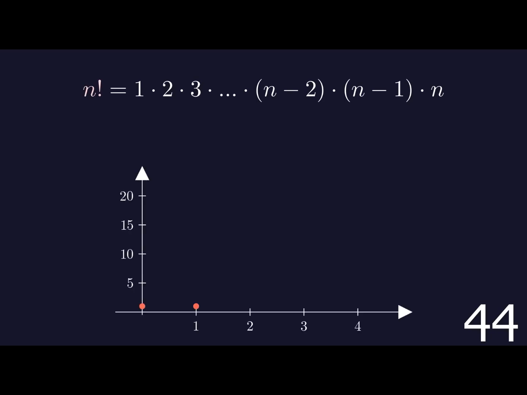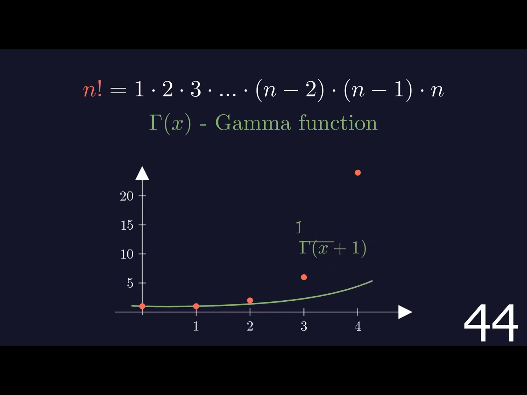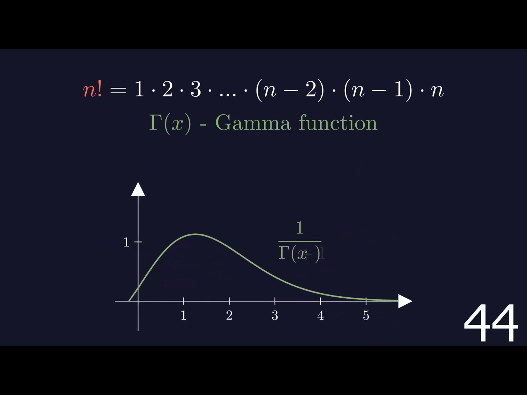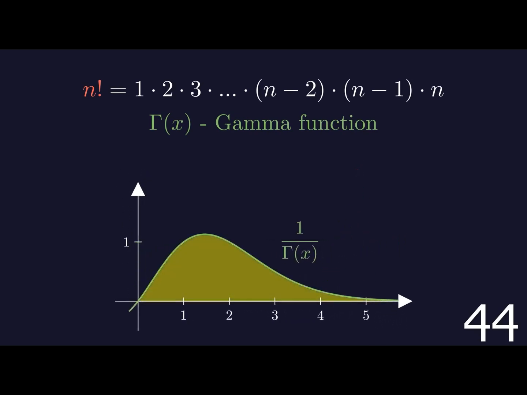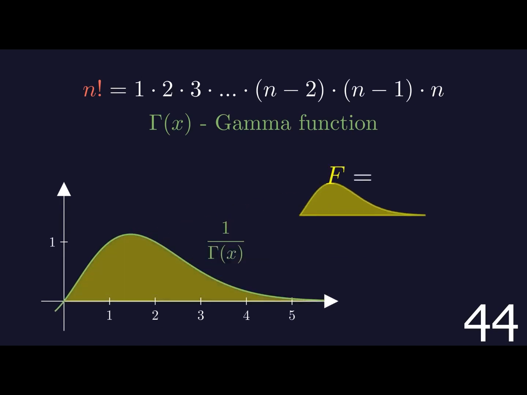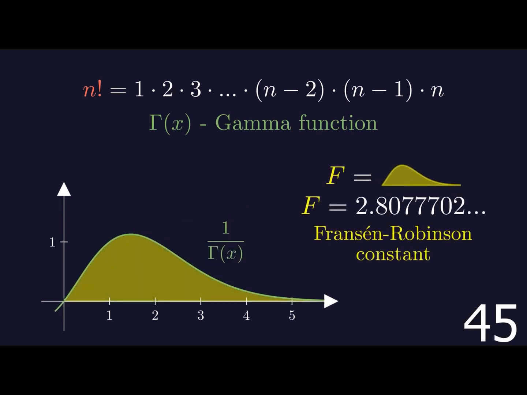The factorial of a number is defined as the product of all natural numbers up to that number. This means we can only calculate factorials of natural numbers. To graph the factorial function, we can plot the integer points. We can extend the factorial function to any number using the gamma function. We can also graph the reciprocal of the gamma function. The area under the graph of this function to the right of the y-axis is approximately 2.8 and is known as the Franzén-Robinson constant.